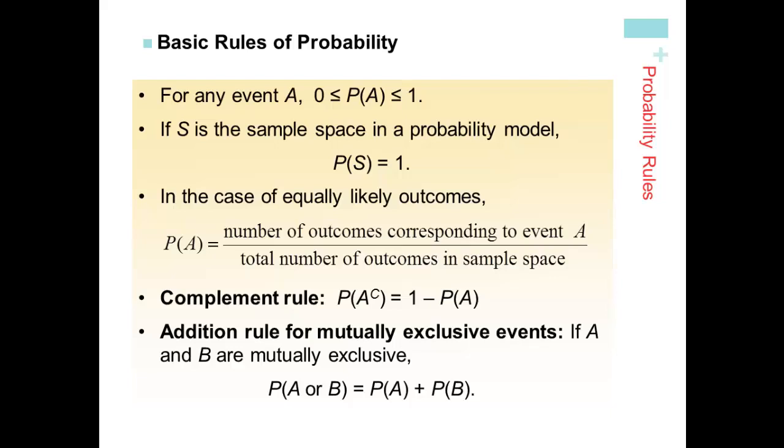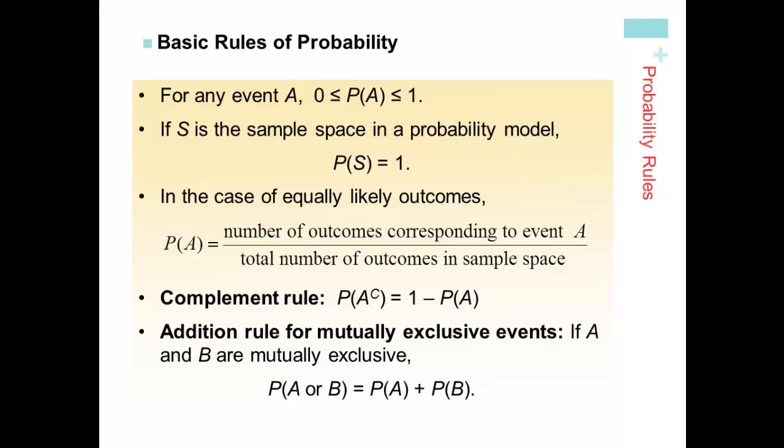Third one: in the case of equally likely outcomes, there's your formula. The probability of A will equal the number of outcomes corresponding to event A divided by the total number of outcomes in the sample space. Here's the complement rule. Again, the complement rule is the opposite of something else occurring, and that is read: the probability of A complement is equal to 1 minus the probability of A.